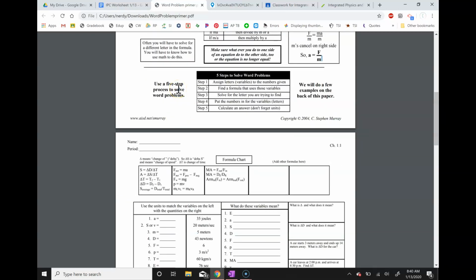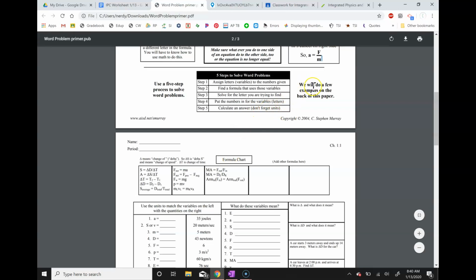There is a handy dandy five-step process to solve these word problems. Step 1 is to assign the letters or the variables to the numbers given. Step 2 is to find a formula that uses those variables. Step 3 is to solve for the letter you're trying to find. Step 4 is to put the numbers back in for the variables. And then step 5 is to calculate an answer and not forget the units.